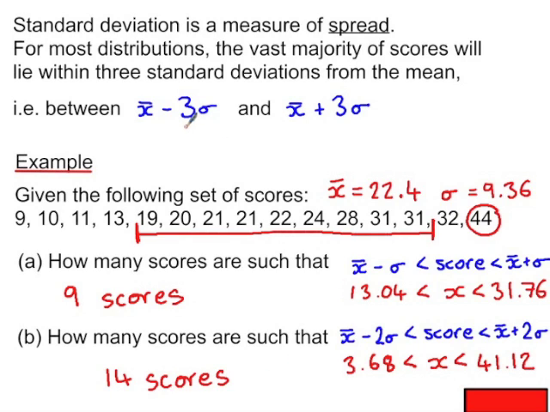If we calculate the mean subtract 3 standard deviations and the mean plus 3 standard deviations, that's negative 5.68 and 50.48, you can see that all of the scores do lie within this range.